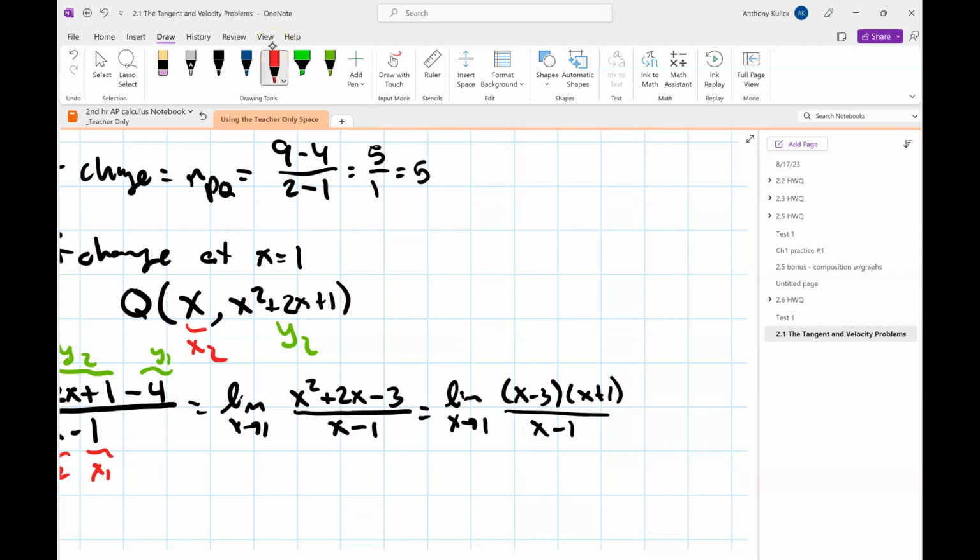And that's the gist of it. This is what you're going to be doing in section 2.1. It's just going to be calculating instantaneous rates of change and average rates of change. More often than not, you'll have a story problem with some context associated to it. But that's the gist of it.